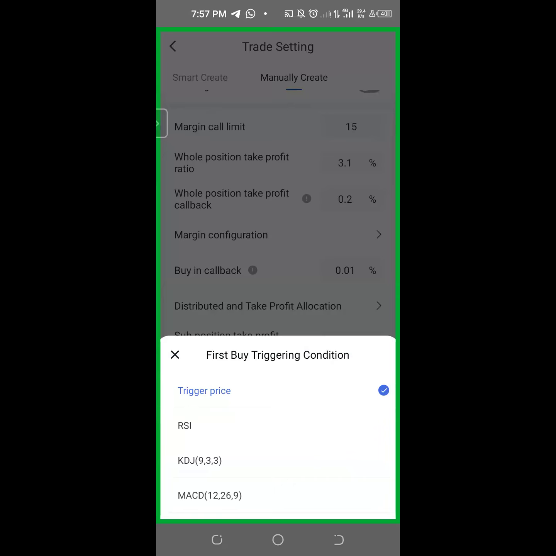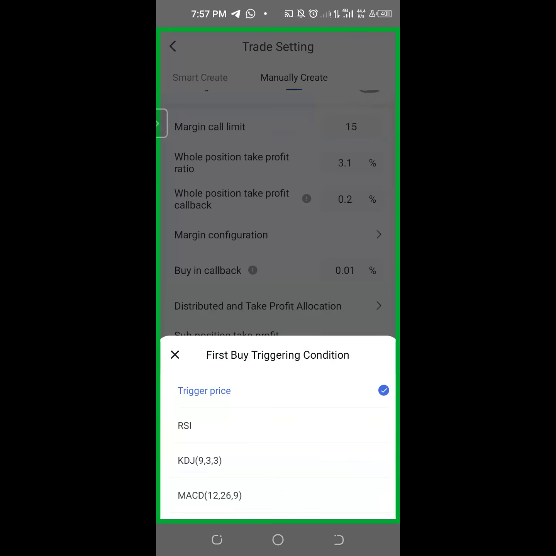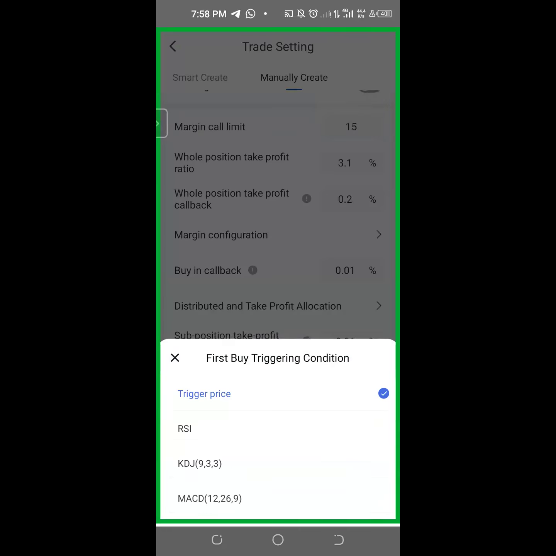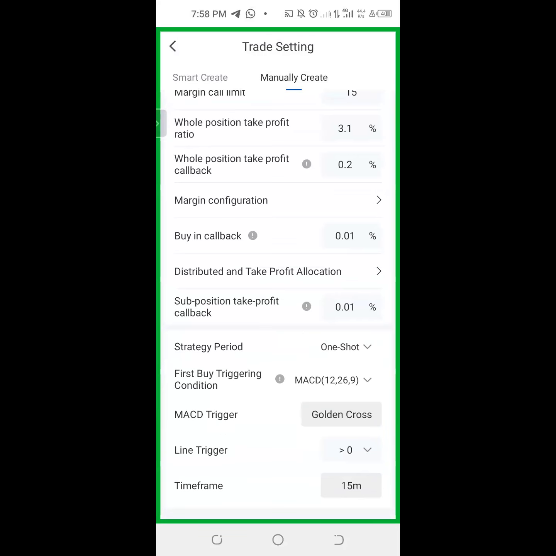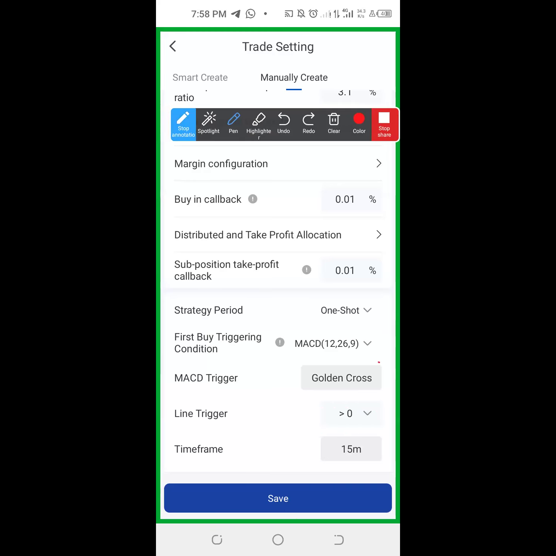I'm going to train us on these other ones every week, so I want to focus first on this. So we are doing the MACD strategy. You want to use the MACD strategy. And then you can see that by default, they didn't put dead cross. They only put golden cross, meaning you want the bot to buy when there's a golden cross.